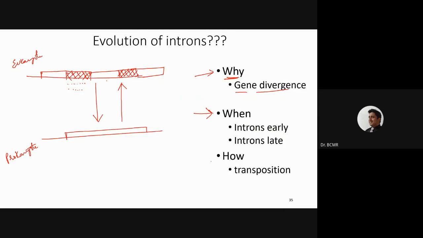And before going there, how did they propagate? We read that in humans at least, every gene has about 7 introns on average. That's a large number. And how did they move? How did different genes acquire introns? They think that it is through transposition. Somehow it has occurred. These are all questions, and we don't have clear-cut answers.